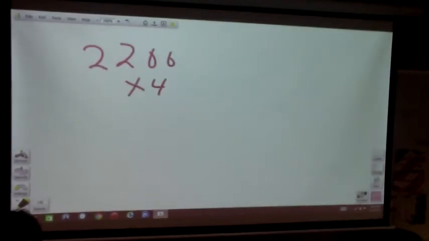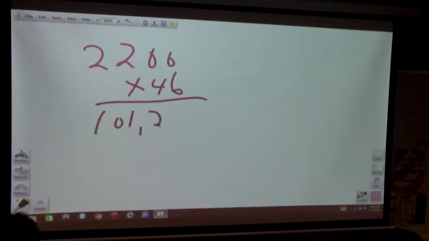So what they're saying here is the properties are assessed at 35% of market value. What is the assessed value of a property that has 2,200 square feet at $46 a square foot? So 2,200 times 46, what's that come to? 101,200. Everybody happy with that?